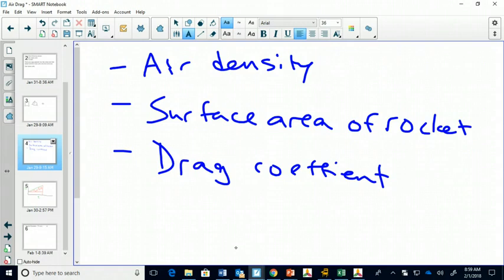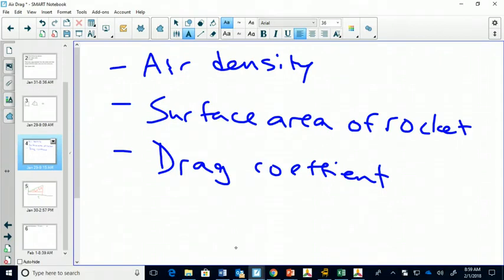I need some definitions, though. Can somebody help me out? When we're talking about air density, what do we mean? Somebody from that group, or a couple of you from that group, what are we talking about when we say air density? And again, going back, we're looking at drag, right? In all the problems we've done so far, we've ignored air resistance, right? But now if we want to actually start to calculate that, we need to know about these three things. About air density, about the surface area of our rocket, and the drag coefficient on the body of the rocket.